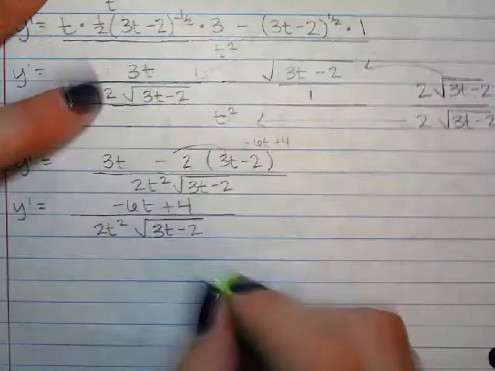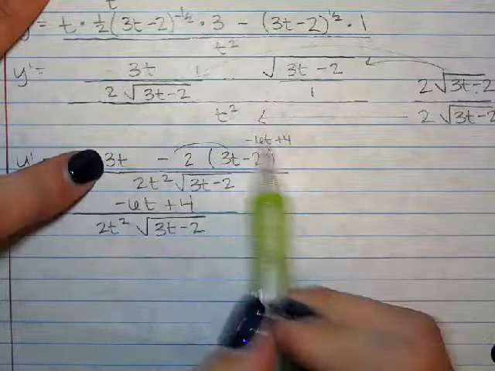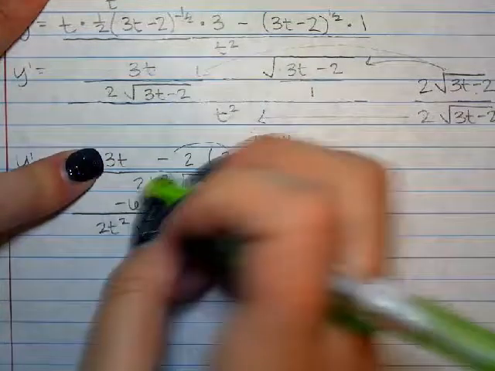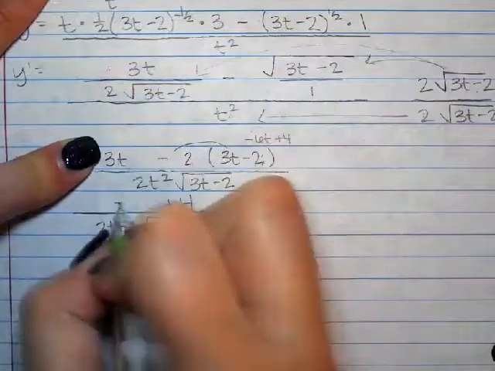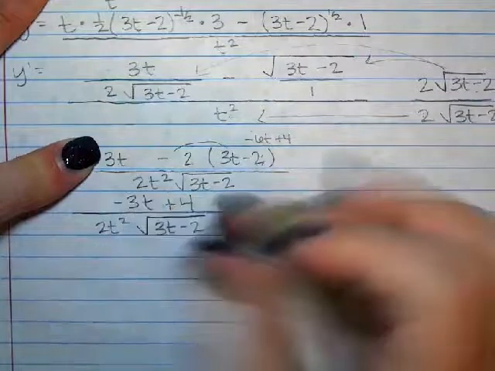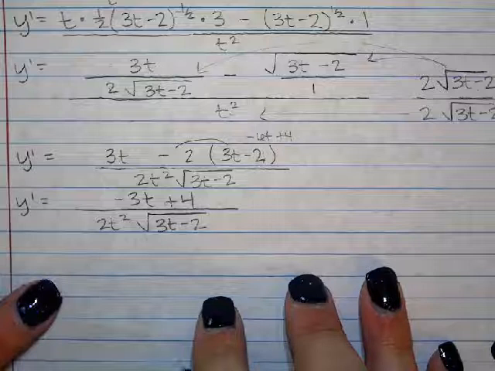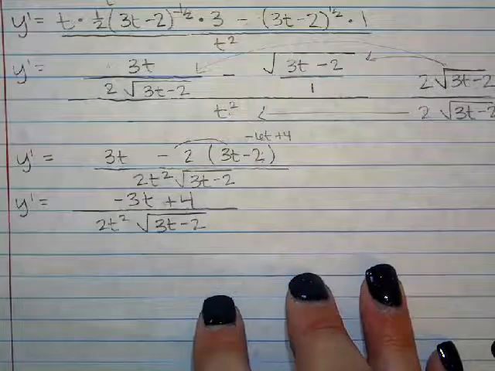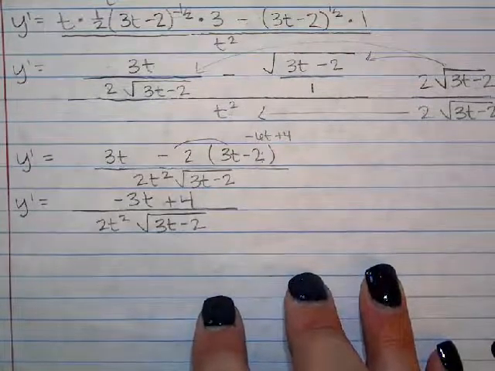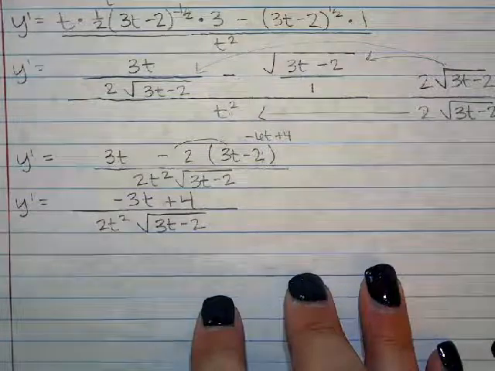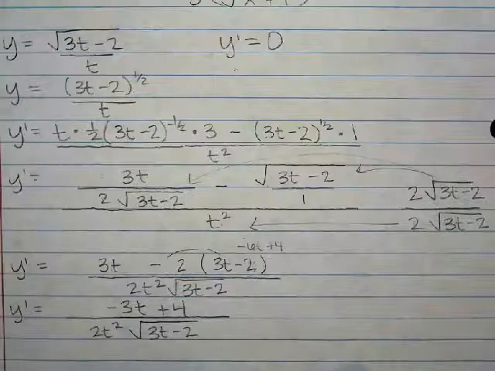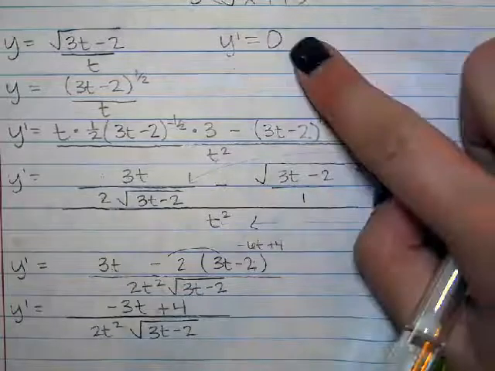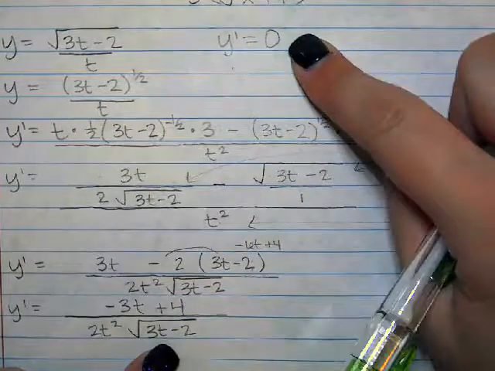Okay. So we have successfully found our derivative. No, we're almost done. We're almost done. Because remember, what did we need to do? Make the derivative equal 0. And thank goodness that is only dealing with the top. Okay. So let's make the top equal 0, negative 3t plus 4 equals 0.